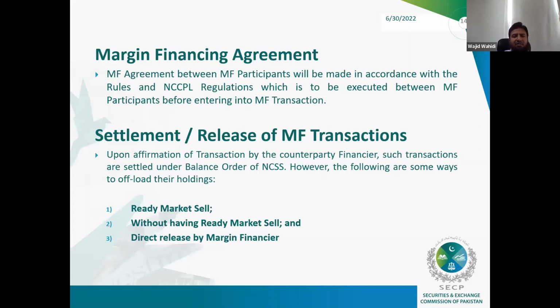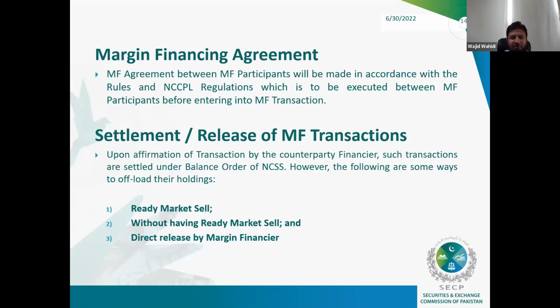As already discussed, the financier and financee know each other, so there should be a margin financing agreement executed between the participant and the client as well to extend finance. The process is the same, which I have already discussed in the first slide: after execution of the trade in the stock exchange, the process of initiation and affirmation, initiation by the investor, affirmation by the financier, is the same, and thereafter the financial obligations shift from the financee to the financier, and the financiers settle the obligation of trades upon settlement. So the process of settlement is the same.